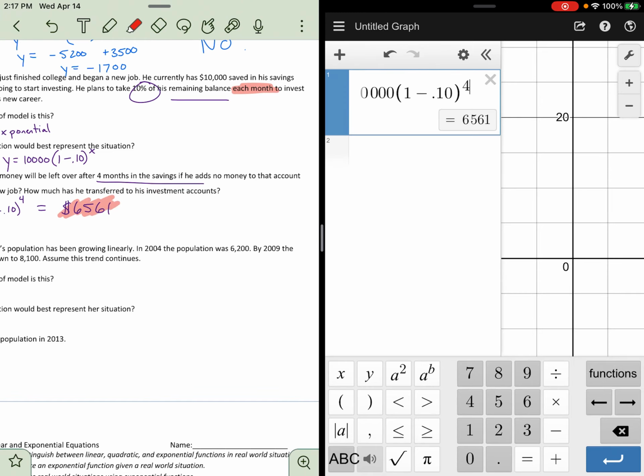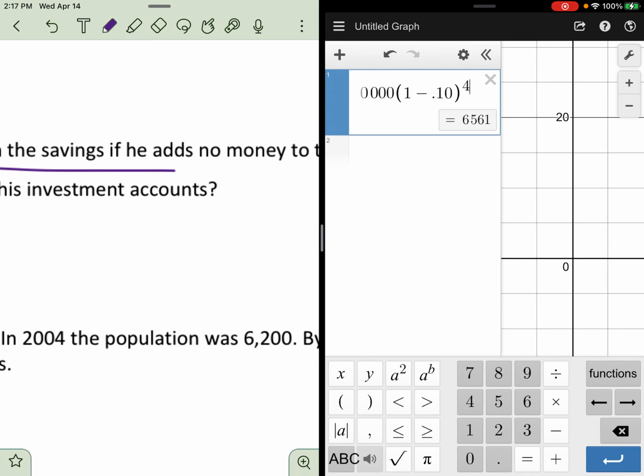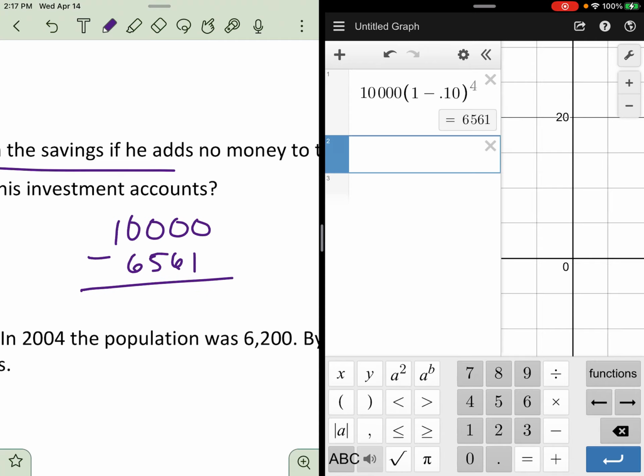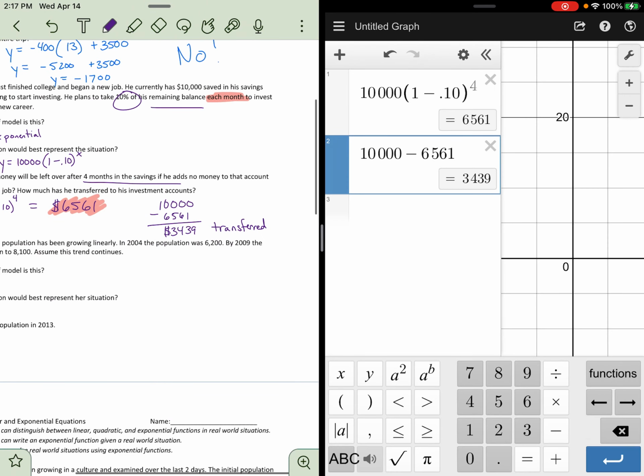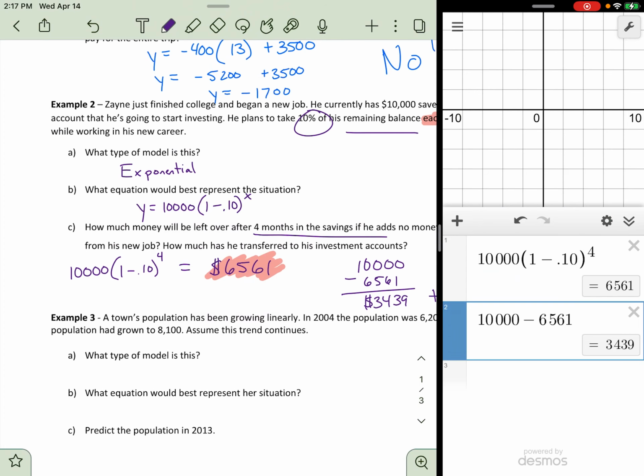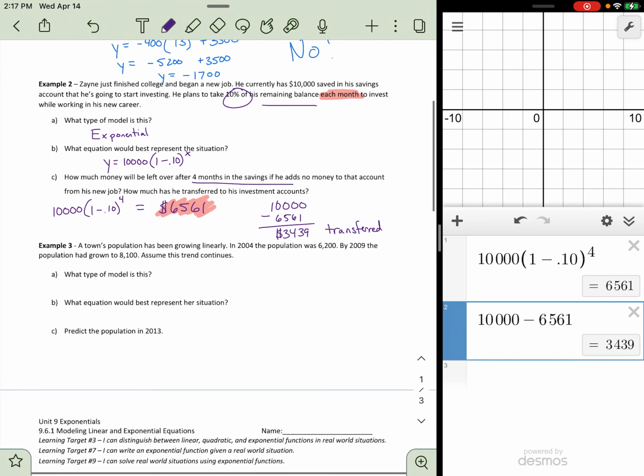So this is part A. And then how much has he transferred? Well, $10,000 minus your 6,561 tells you that he has transferred $3,439 into investments. Now, I'd love to see what he invested in and see if he's made that money back, or if it's actually a lower amount, but we will never know.